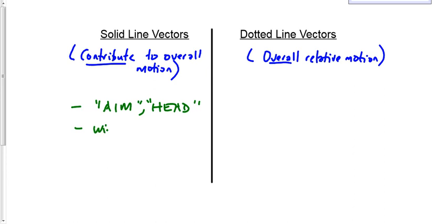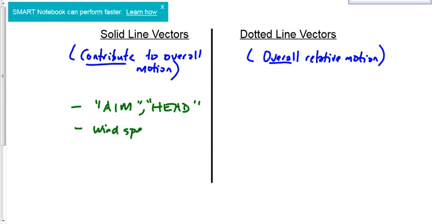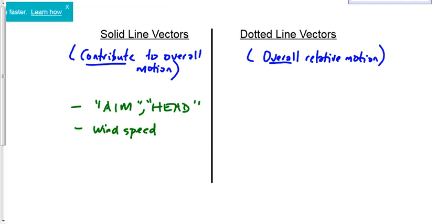If there's a wind speed, I don't go in the direction of the wind, but that contributes to where I go, right? If I'm in a boat or I'm swimming and there's a river current to the east, that doesn't mean I go to the east, but that certainly contributes to where I go.